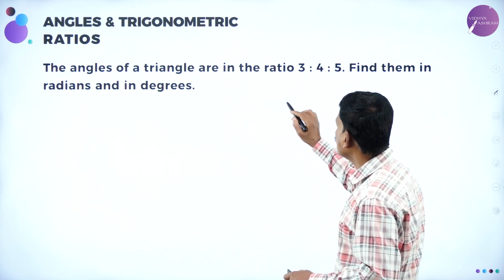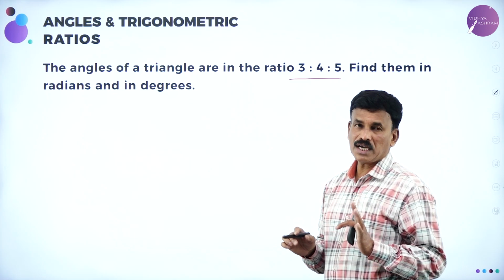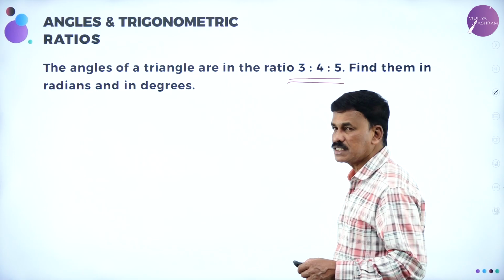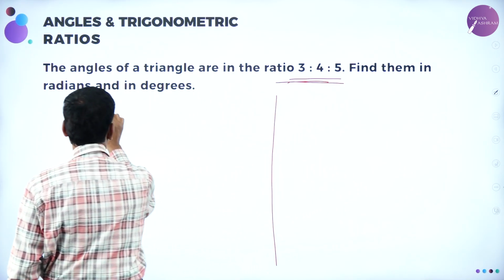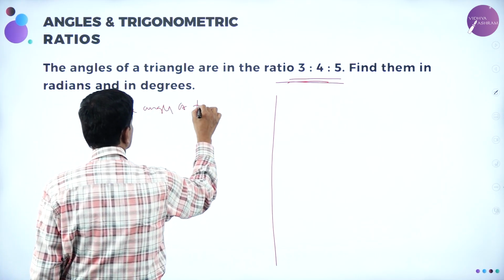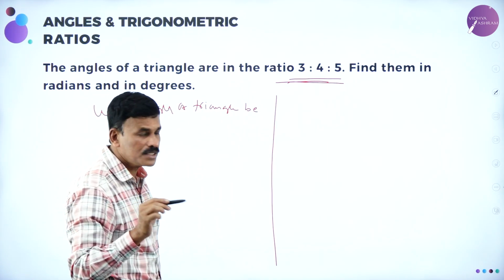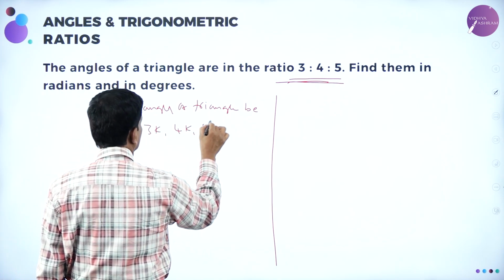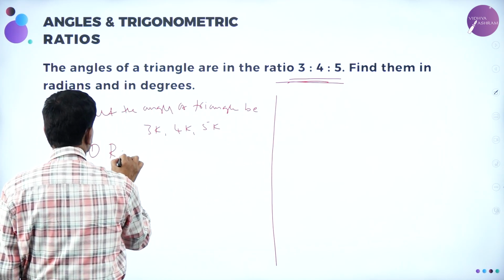Find the angles of a triangle in ratio 3:4:5. If the angles of a triangle are in the ratio 3:4:5, find them in radians and in degrees. Now, let us consider the angles of the triangle A, B, C as 3K, 4K and 5K. Now, first condition, find them in radians.